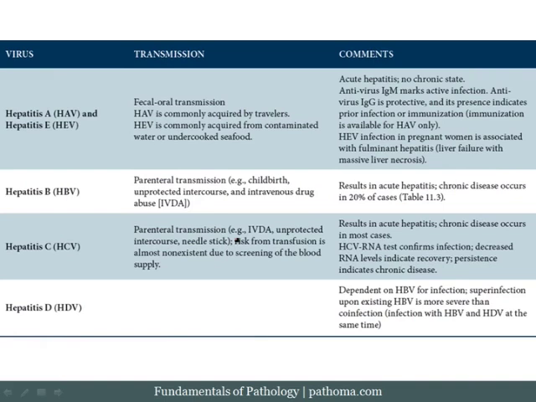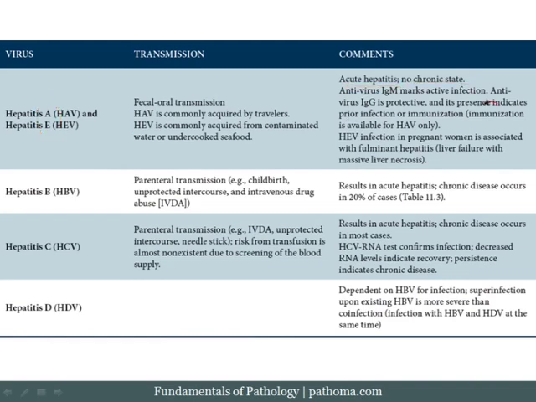There are multiple hepatitis viruses that can cause hepatitis. The first 2 that we'll talk about are hepatitis A and hepatitis E. These have a fecal oral transmission. Hepatitis A is classically acquired by travelers, and hepatitis E is classically acquired from contaminated water or undercooked seafood. Now the reason why I bunched these 2 together is because they both produce acute hepatitis with no chronic state.